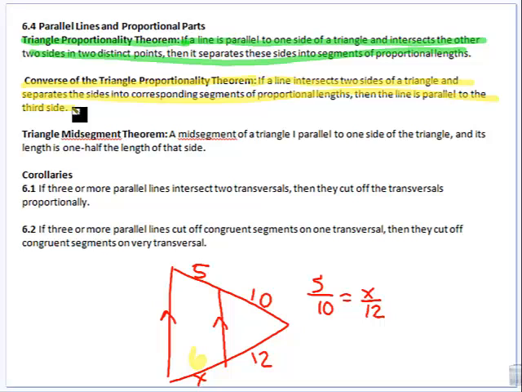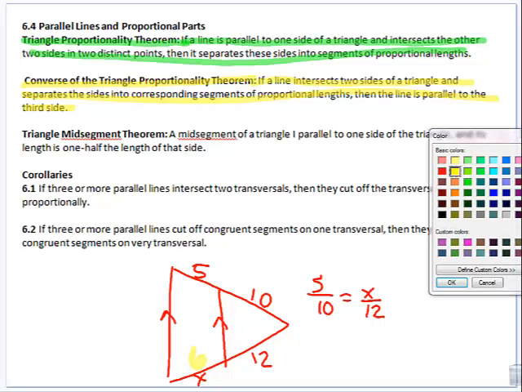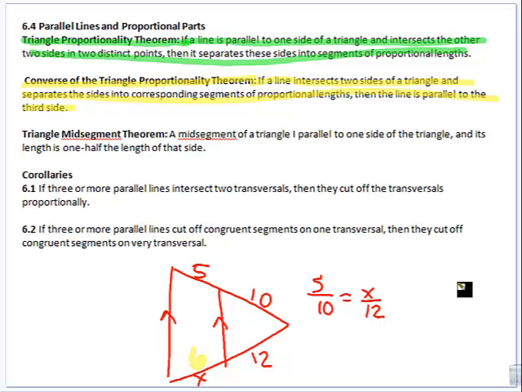All right, so those two really go hand in hand with each other. If we have proportional lengths in a triangle like this, then the lines are parallel. If we know the lines are parallel, then we can set up proportions. And then we also have the mid-segment theorem.